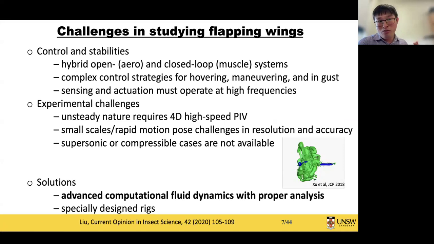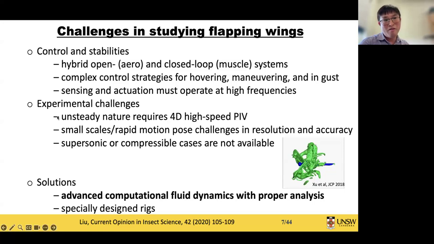Furthermore, the control part of this system is very complex. It involves open loop control systems and closed loop muscle systems, and therefore complex control strategies for hovering and maneuvering flight, as well as flying in gusts. And the sensors and actuation must operate at high frequencies, because the flapping frequency is very high.